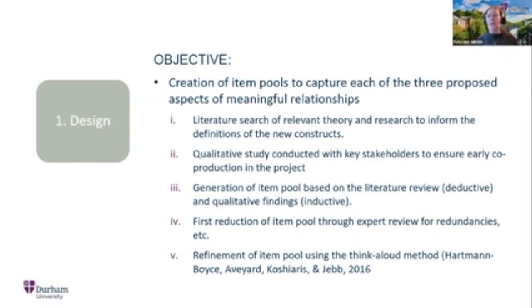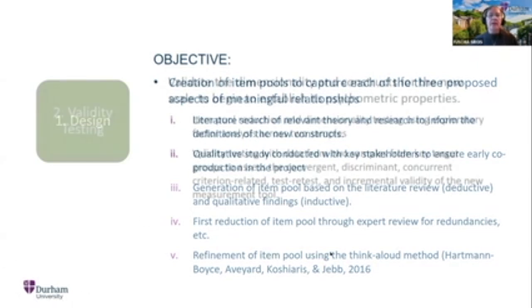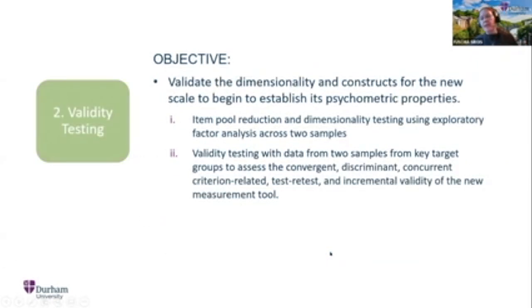We're going to use something called the Think Aloud method, where we get people to actively reflect on the items and what they mean to them, to make sure that they're actually capturing the aspects of meaning that we are hoping that they are. And then we start looking at the dimensionality of these constructs, because we are proposing this as a multidimensional measure, with these three wings of self, place, and others in terms of meaningful relationships.